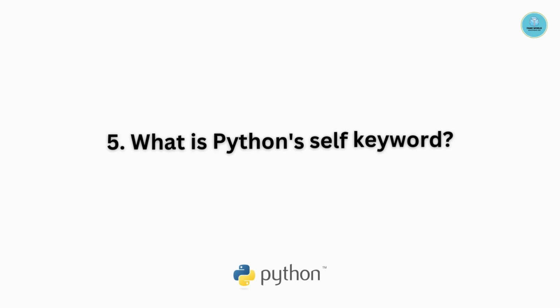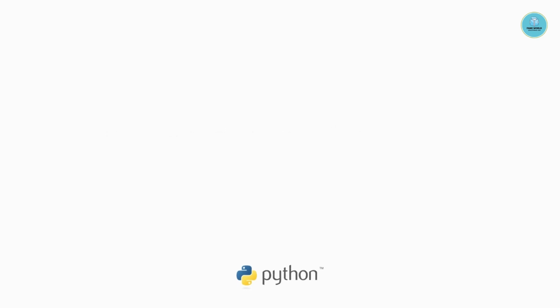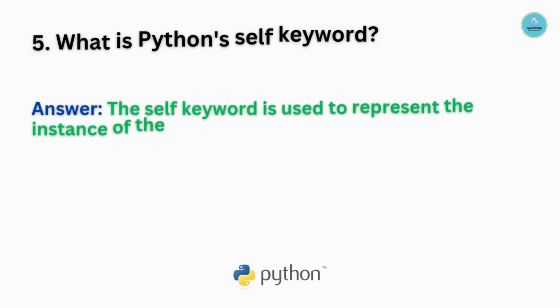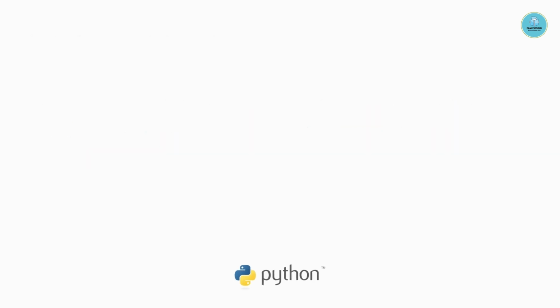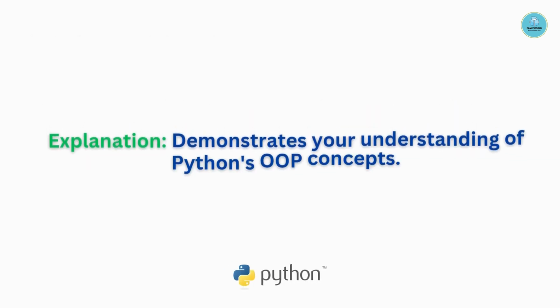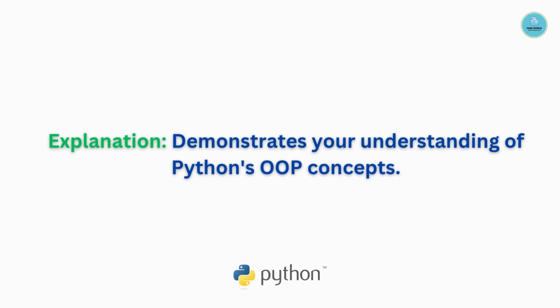Question 5. What is Python's self keyword? The self keyword is used to represent the instance of the class in a method. It must be explicitly passed to access instance variables and methods. It demonstrates your understanding of Python's object-oriented programming concepts.